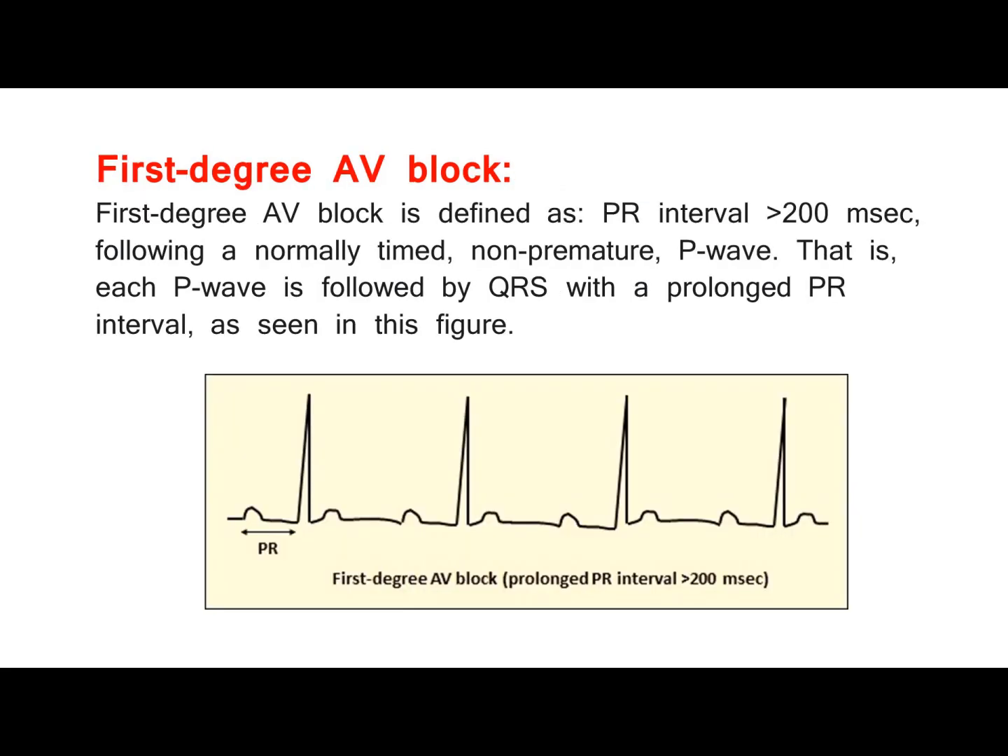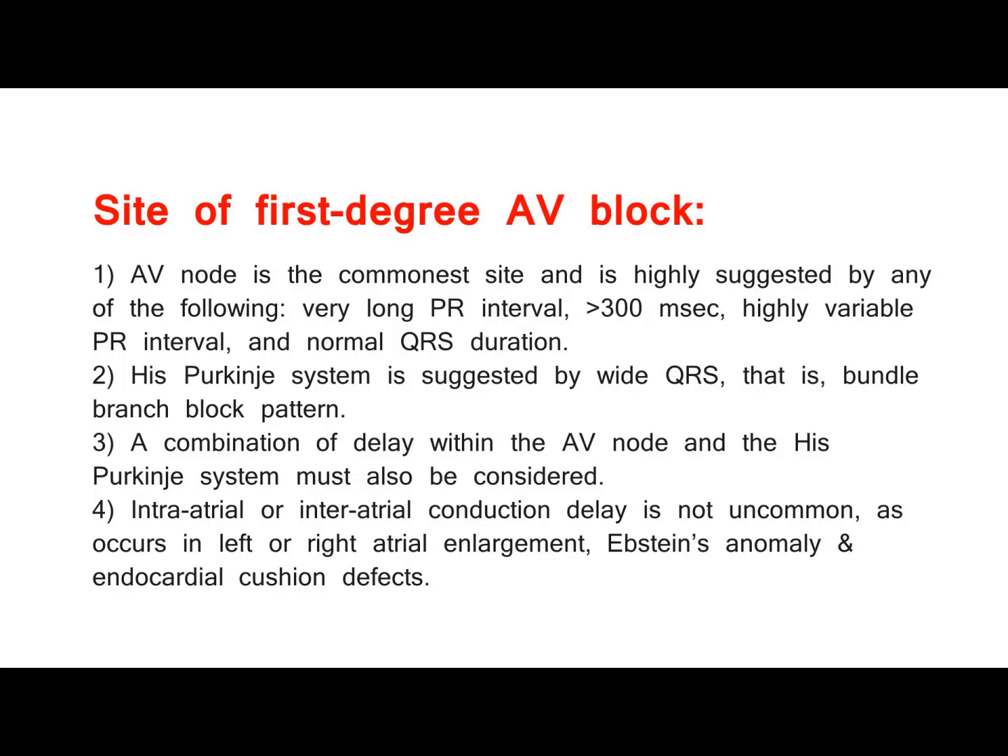First degree AV block. First degree AV block is defined as PR interval greater than 200 millisecond, following a normally timed, non-premature P wave. That is, each P wave is followed by QRS with a prolonged PR interval, as seen in this figure. Site of first degree AV block.